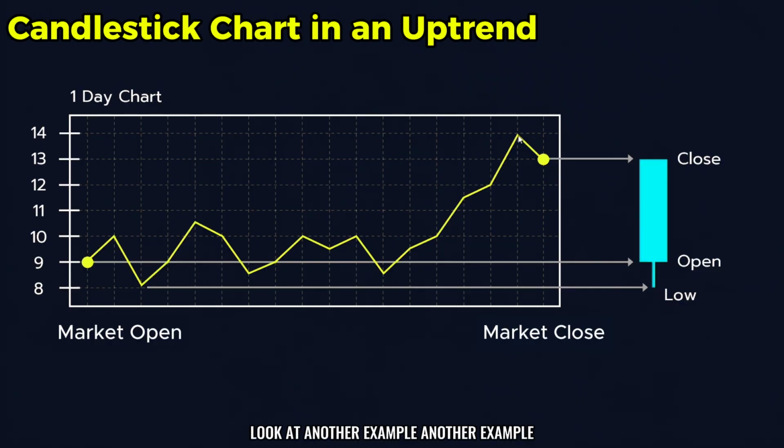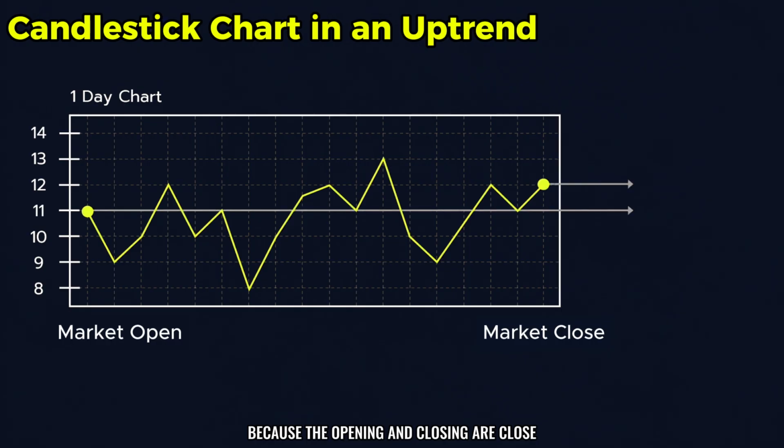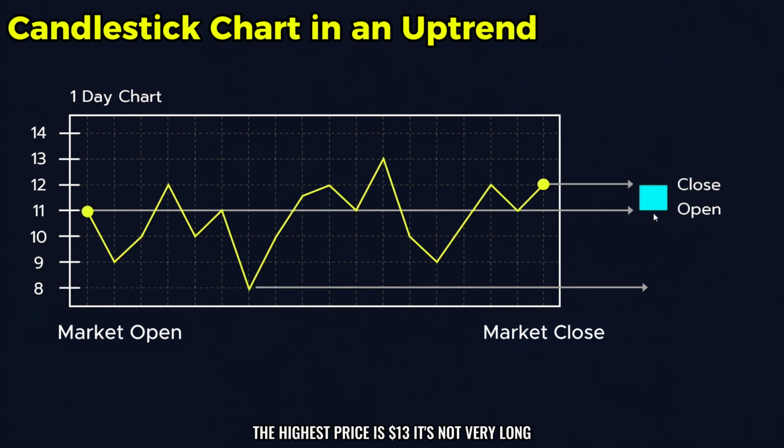Look at another example. The price opens at $11, and the closing price is $12, which is very close. Therefore, the size of the body is short, because the opening and closing are close. Open $11 and close $12, but the lowest price and the highest price are quite different. The lowest price is down to $8, so there will be a long wick down below, called the low side. The highest price is $13, which is not very long, it's short at the top.